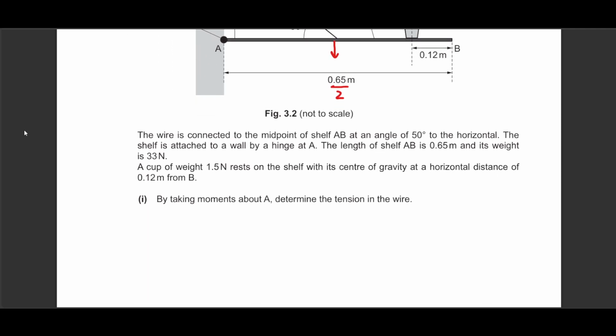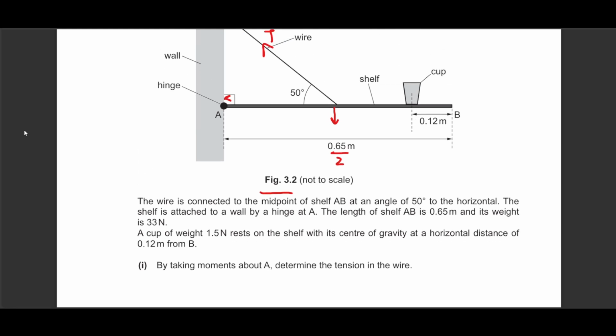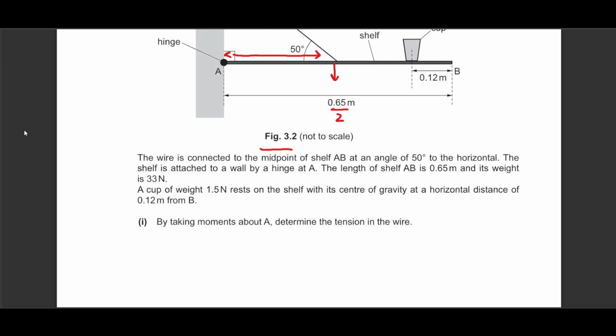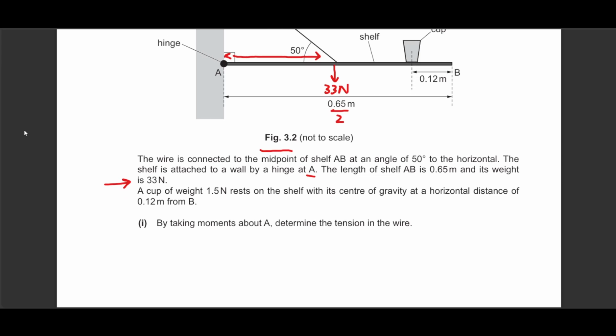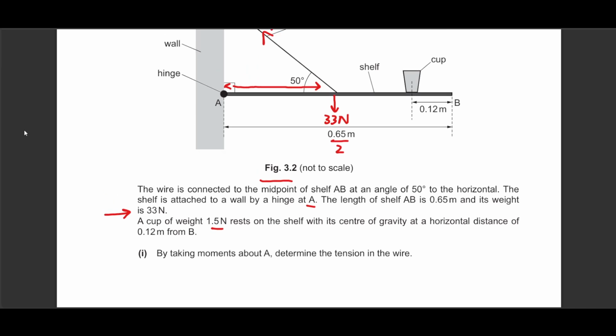So he says that the wire is connected at the midpoint. He mentions it himself, so we can clearly calculate the distance from this point to this point for the sake of moment. At 50 degrees to the horizontal, the shelf is attached to the wall at point A. The length of the shelf is this much. The weight of the shelf is 33 newtons, which is going to come here. The weight of the cup is 1.5 newtons, which is going to come here.